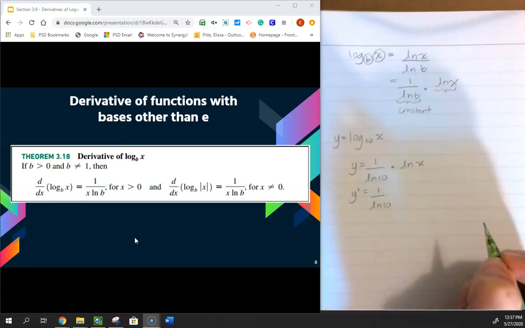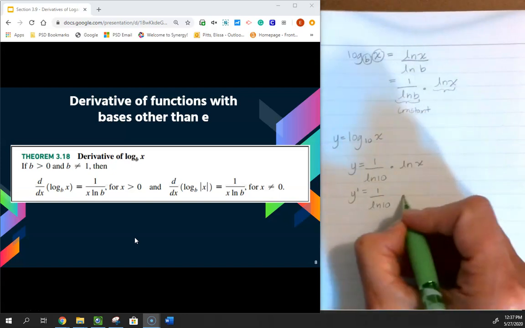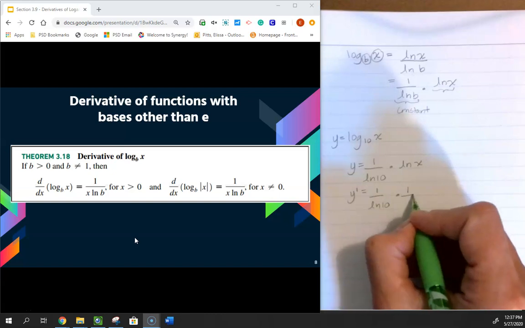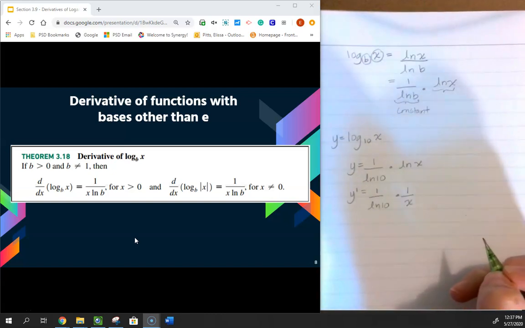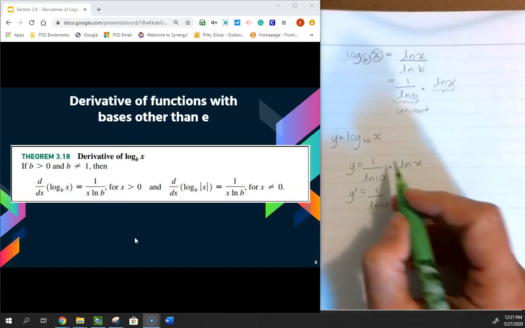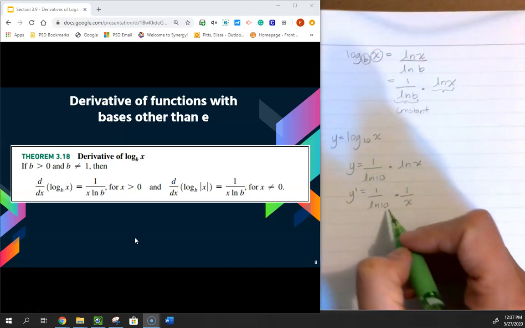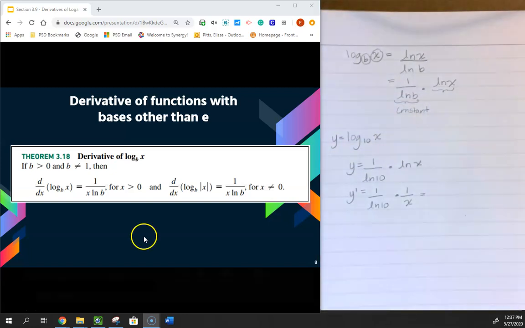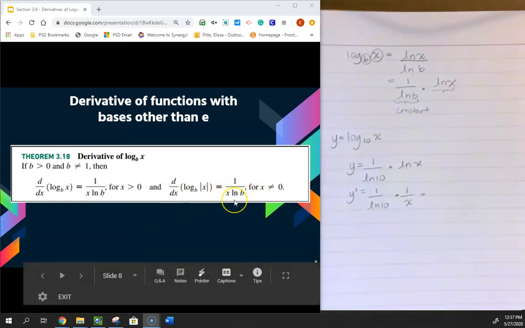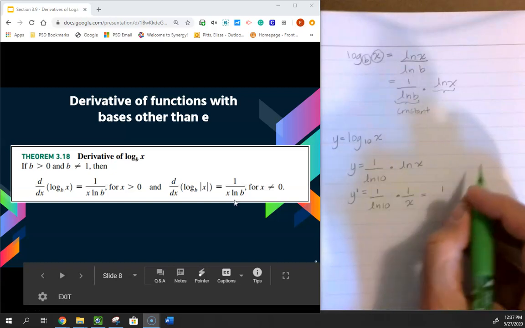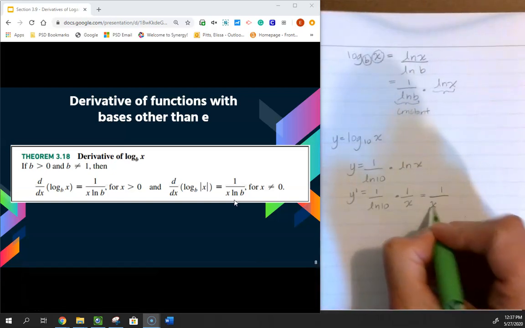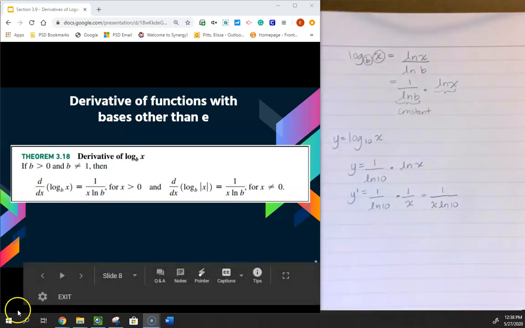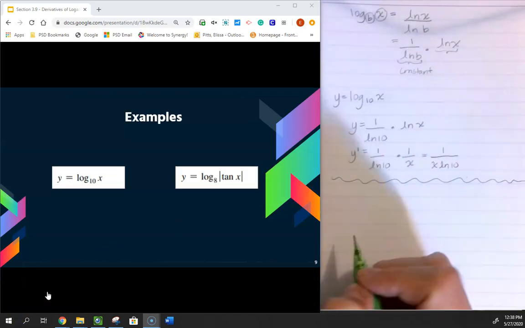I can type that into my calculator. It's just a number. And I'm going to multiply that times the derivative of the natural log of x, which is just 1 over x. And so the derivative of log base 10 of x is 1 over natural log of 10 times 1 over x. And if you want to write it like they have it in this form, we could just say that's 1 over x natural log of 10.